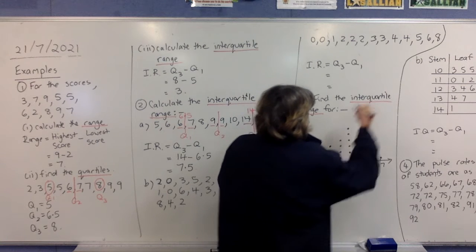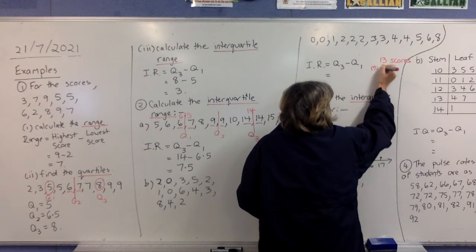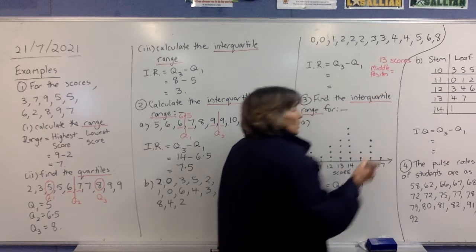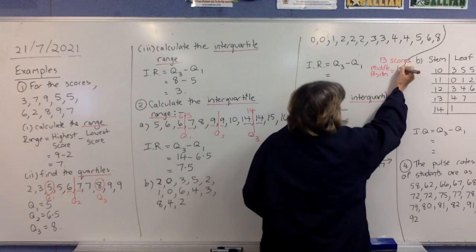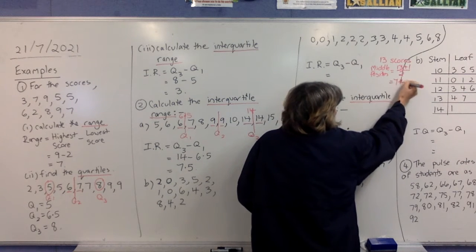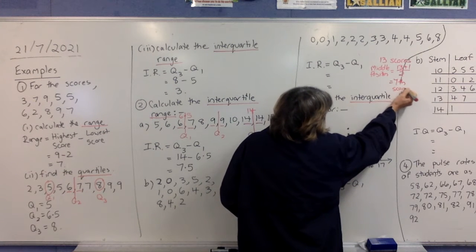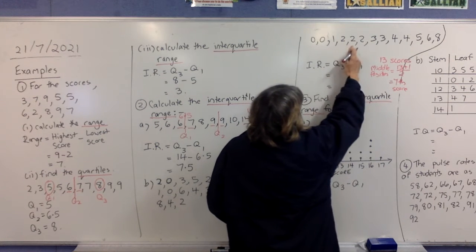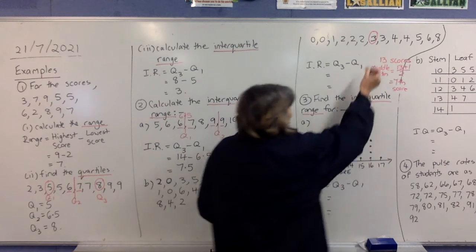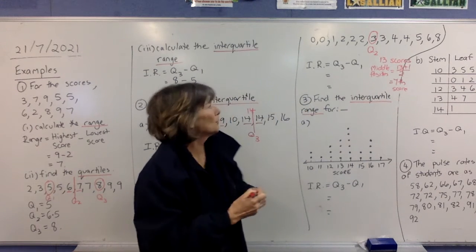Remember the quick way, if you've got 13 scores, to find the middle position, you can add 1 to that and then halve it. So we're going to get 7th. The 7th score is going to be our middle. So let's count up to the 7th score. 1, 2, 3, 4, 5, 6, 7. Our middle is right there, so that's our Q2. So that's the first time we've actually ended up right on a score for Q2.